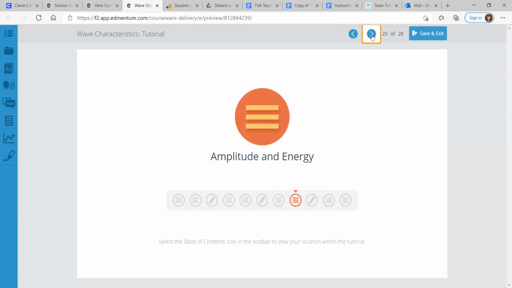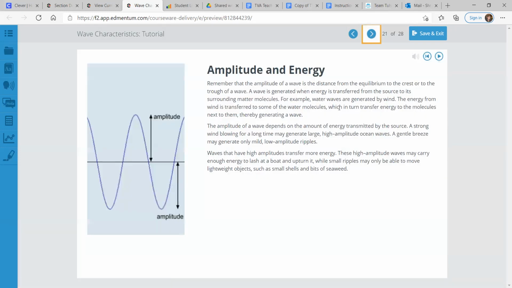But moving on, we have the amplitude and energy. Remember that the amplitude of a wave is the distance from the equilibrium to the crest or to the trough of a wave. A wave is generated when energy is transferred from the source to its surrounding matter molecules. For example, water waves are generated by wind. The energy from wind is transferred to some of the water molecules, and that in turn transfers energy to the molecules next to them, and that generates a wave. That's getting the water moving.